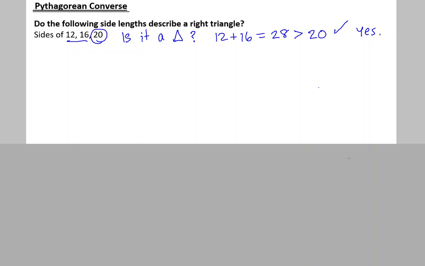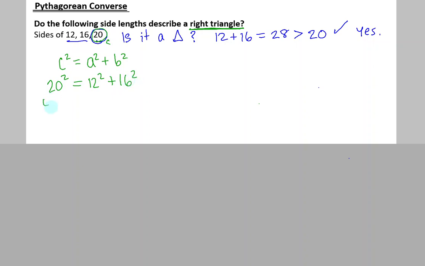Now to the question, is it a right triangle? Well, remember the Pythagorean theorem? C squared equals A squared plus B squared. Let's see if that will work for these three numbers. Of course, C is the hypotenuse, which has to be the biggest side. So 20 is the C. 20 squared and 12 squared plus 16 squared.